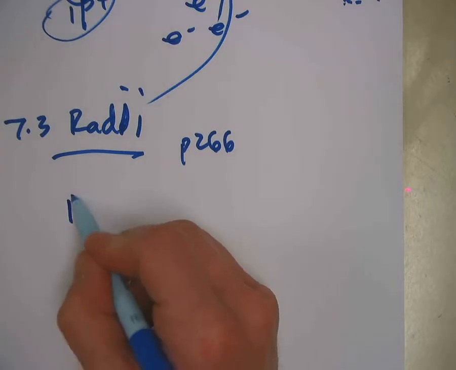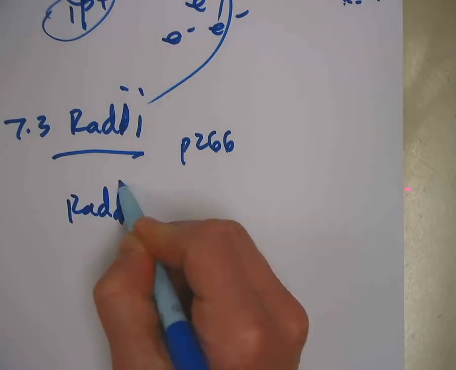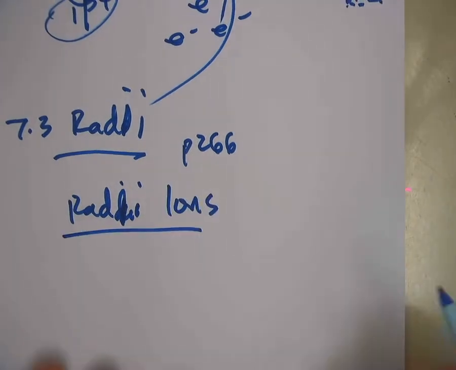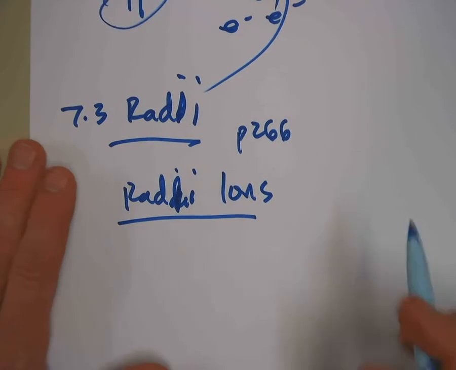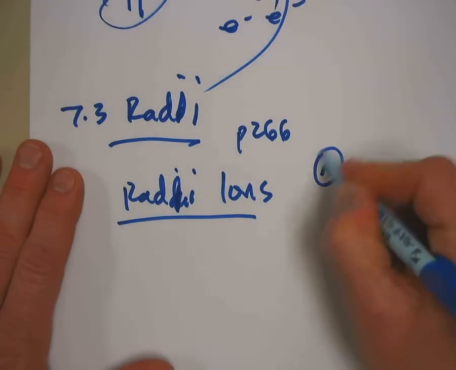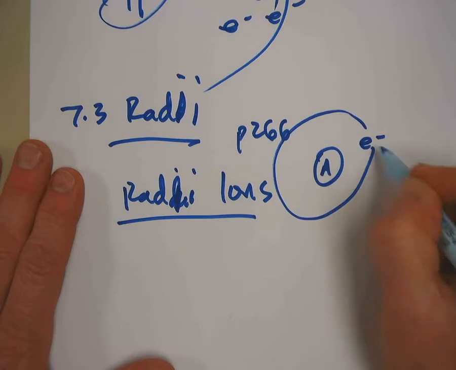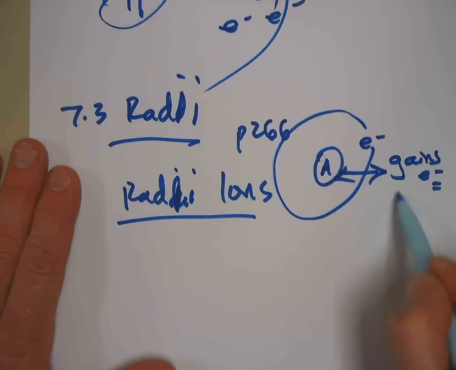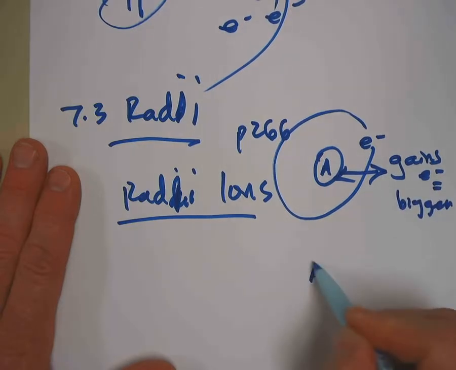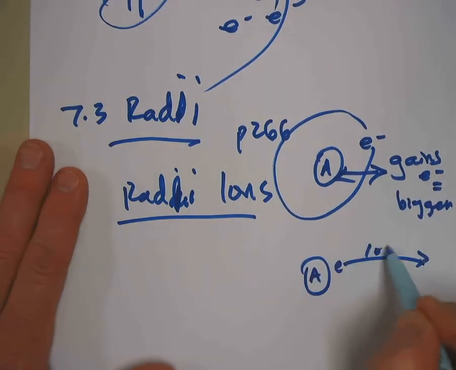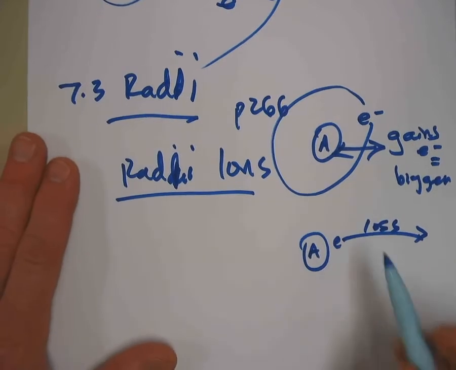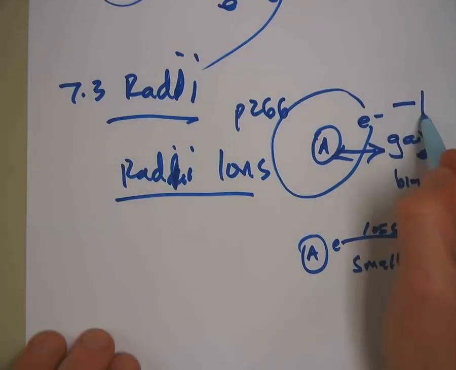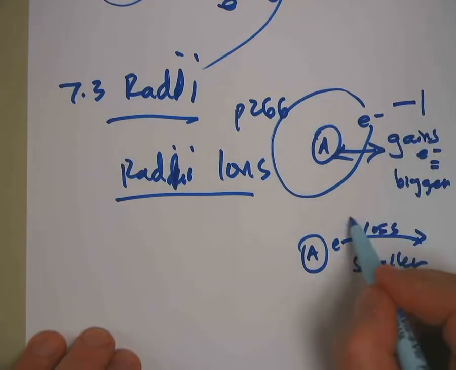7.3 also talks about trends of radii of ions, okay? When an atom becomes an ion, it gains or loses electrons. So if there's an atom, I'll just put A right here, and it gains an electron, has an extra electron, you can understand that the size would get bigger. Gains electrons equals bigger, okay? If there's an atom, we'll call it A, and it loses an electron, then we say that the atom gets smaller, okay? Now remember, when it gains an electron, it becomes more negative because electrons are negative. When it loses an electron, it becomes positive.